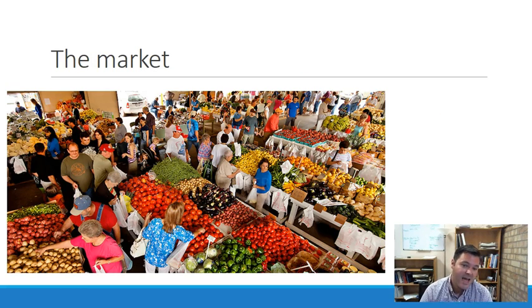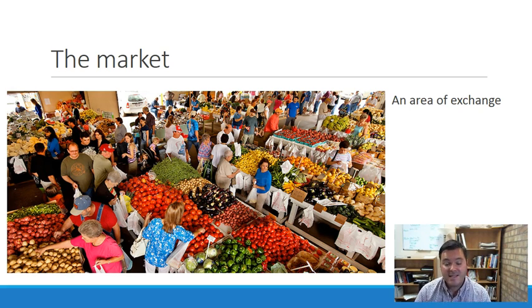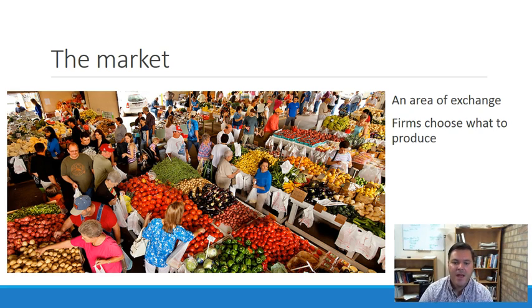So here we see a farmer's market. And a farmer's market is sort of a good way to think about the market in general. A market is an area of exchange. Here we've got a farmer's market. It's an actual physical area of exchange. But the market is somewhat more abstract than that. It's an abstract area. When we talk about the market in the United States, for example, we're talking about all of the exchanges that happen within the market in the United States.